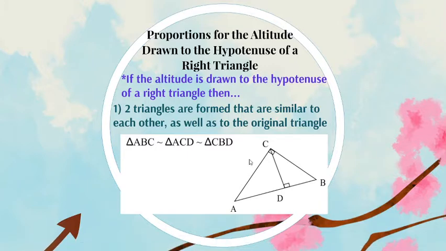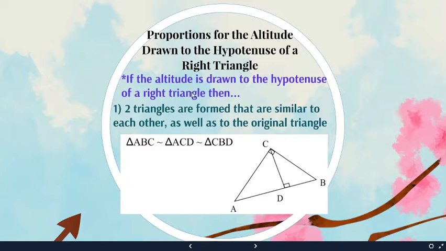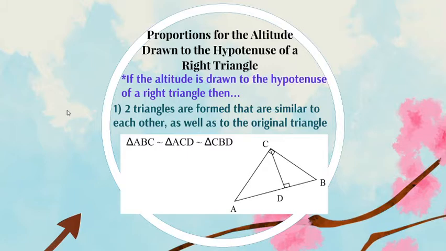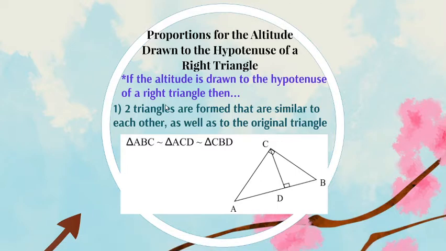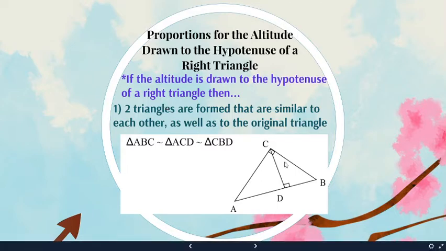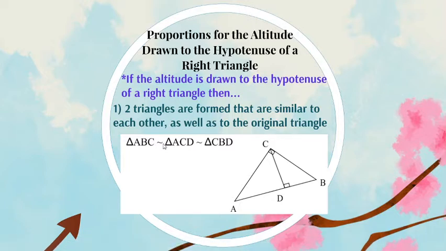Okay, so if the altitude is drawn to the hypotenuse of a right triangle, so this altitude intersects with the hypotenuse, segment AB, which I know is the hypotenuse because it's the side directly across from the right angle. If you draw an altitude from the right angle of a right triangle to the hypotenuse, then it will form two similar triangles. And also, those two similar triangles will be similar to the original triangle, which is cool. Do you see triangle ADC as well as triangle CDB? These two triangles will be similar, and also they'll be similar to the large triangle. So triangle ABC will be similar to ACD, which will also be similar to CBD. So that's kind of cool.